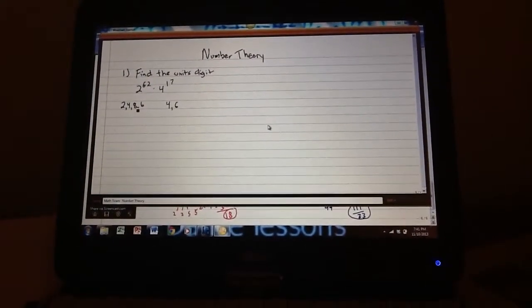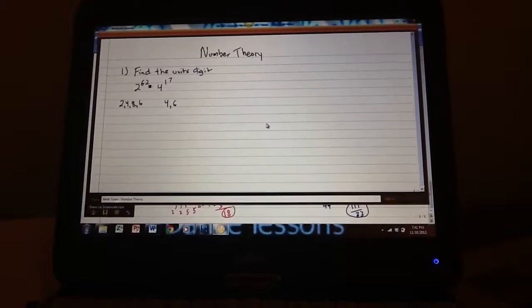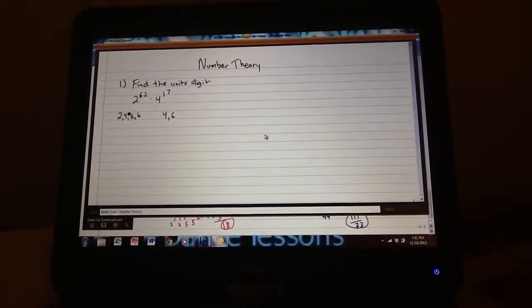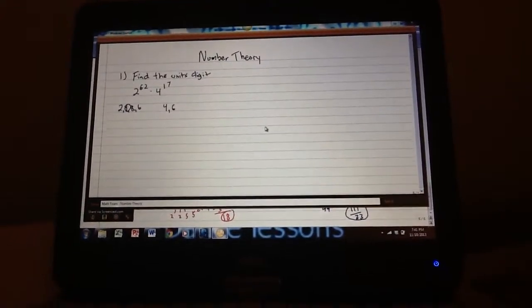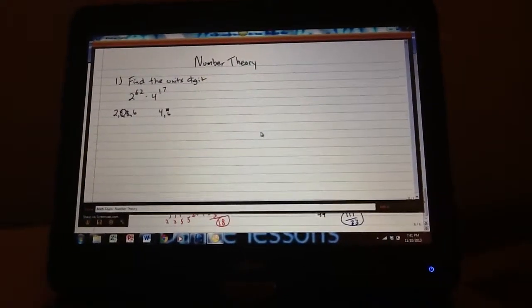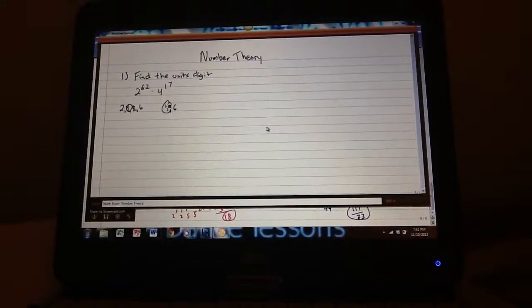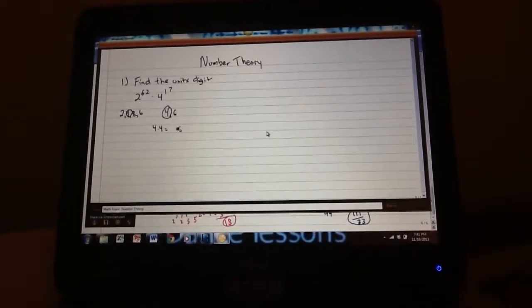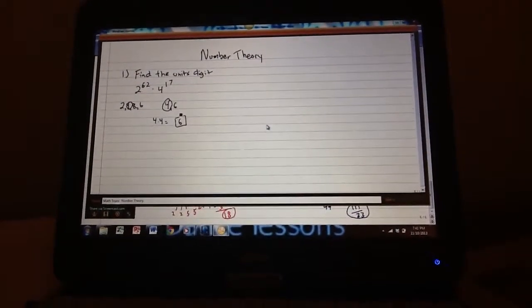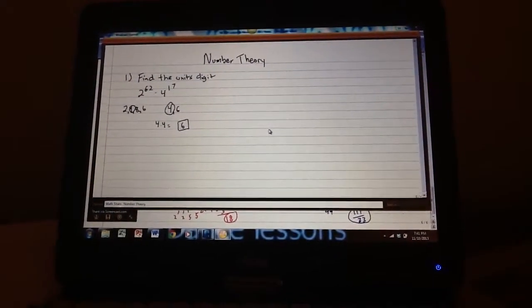No matter what 5 is to the power of, the units digit is always a 5. But in this case, 2 is one of these, and so 62 divided by 4 has a remainder of 2, which would make 2 to the 62 end in a 4. 4 to the 17th, 17 divided by 2 has a remainder of 1, so it's 4. And so they both actually end in a 4, but if you multiply two 4's together, it ends in a 6. And so that's the answer to this question.